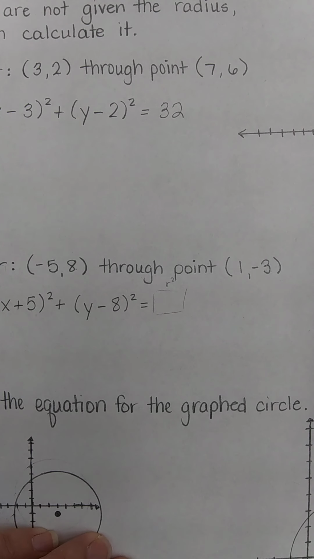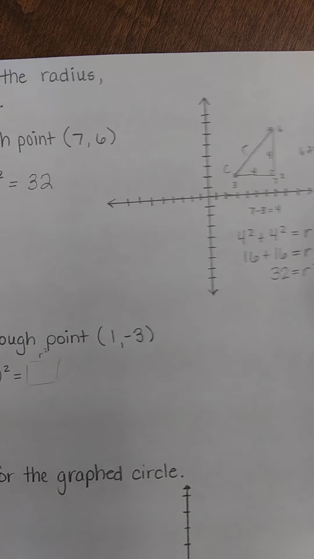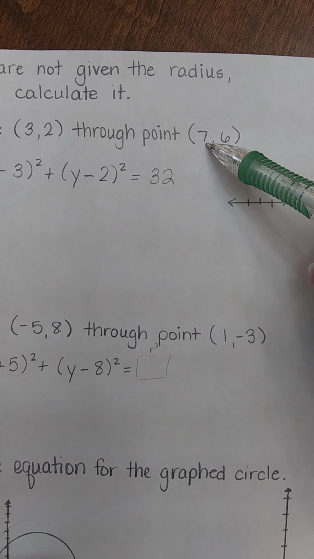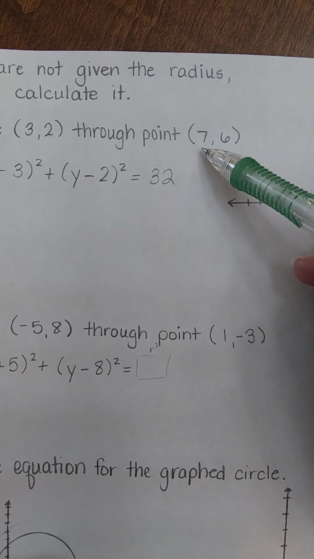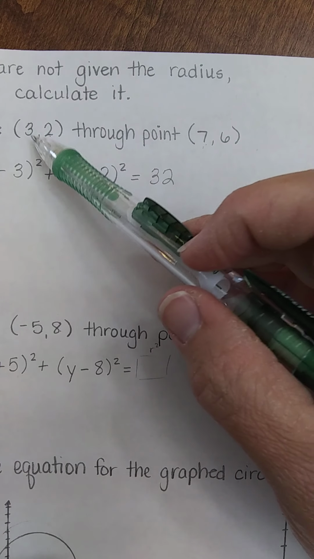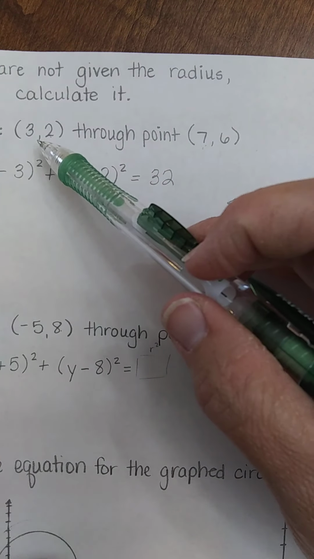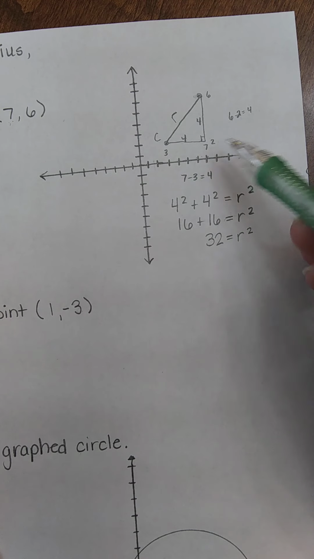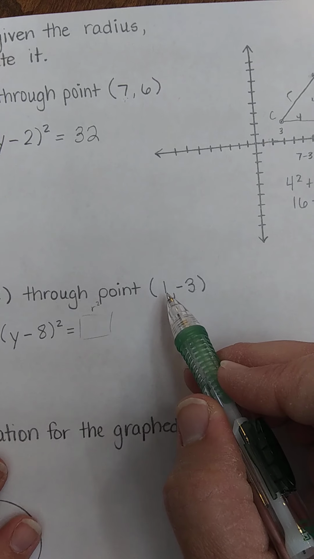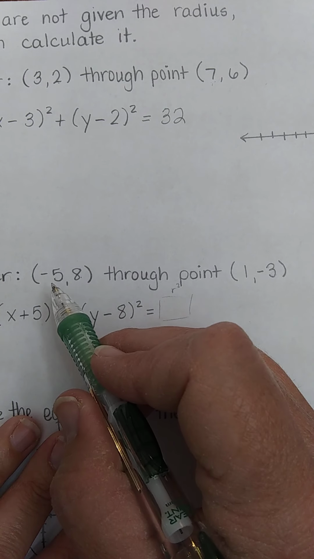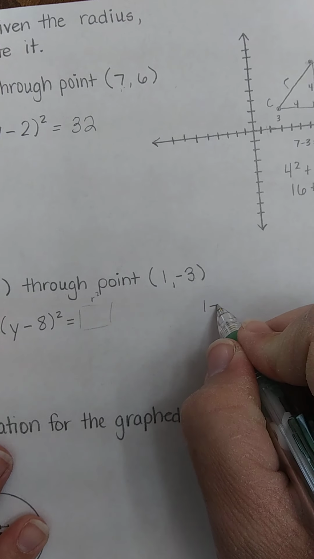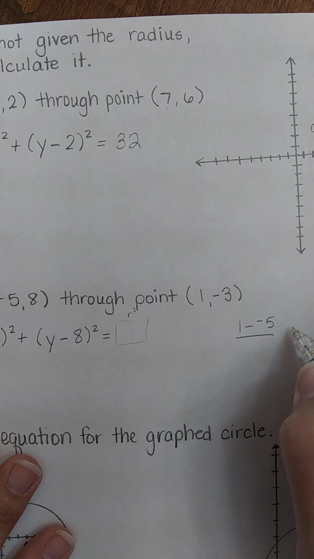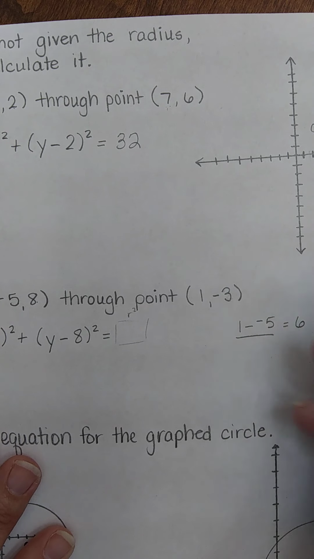Now, I don't know if you noticed what I was doing up here in this picture, but I was taking the first and second x values, so 7 minus 3, that's how I got this length of 4. So I want to do that down here. I want to take my second x minus my first x, so 1 minus negative 5. And that's going to give me 6.